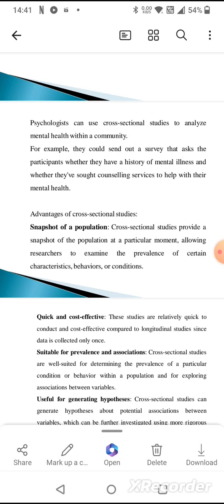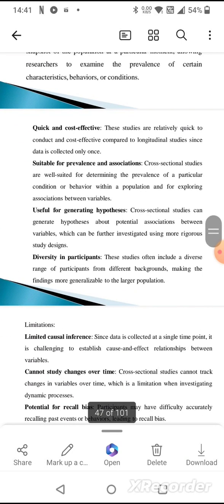Coming to the advantages of cross-sectional studies. It gives a snapshot of a population. That is, they provide a snapshot at a particular moment, allowing researchers to examine the prevalence of certain characteristics, behaviors, or conditions. And again, it is quick and cost effective. How is it cost effective? They are relatively quick to conduct, and they require fewer resources to carry out the research work, and it is suitable for prevalence and associations.